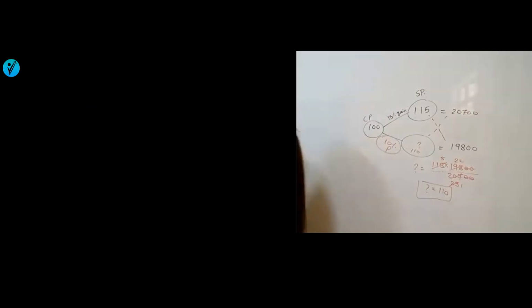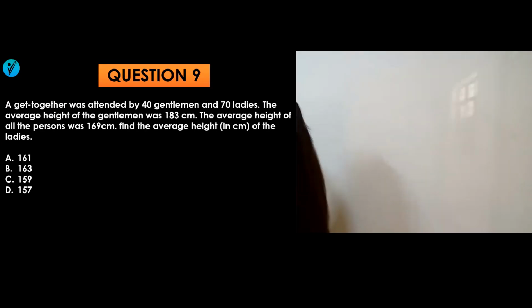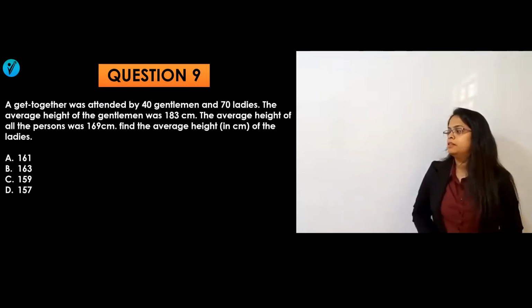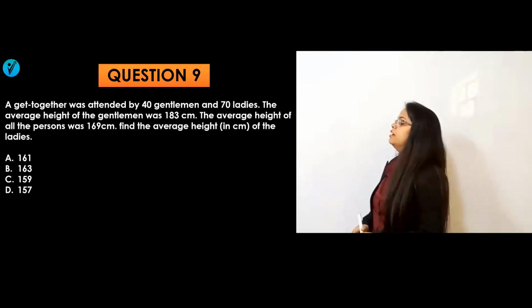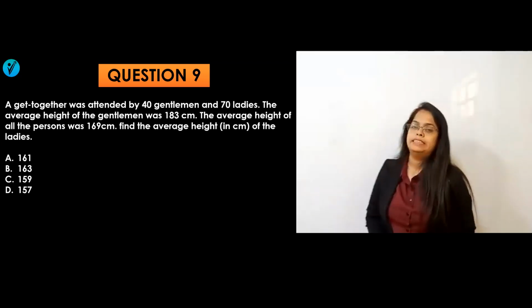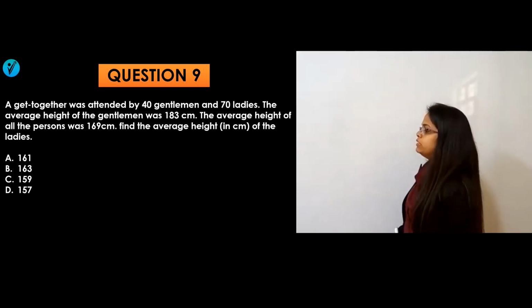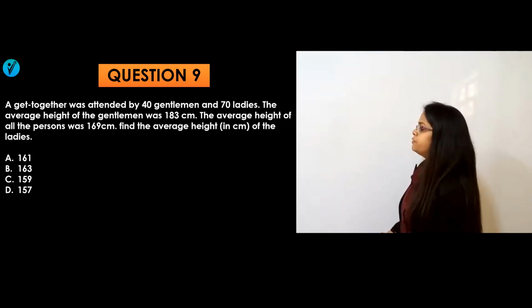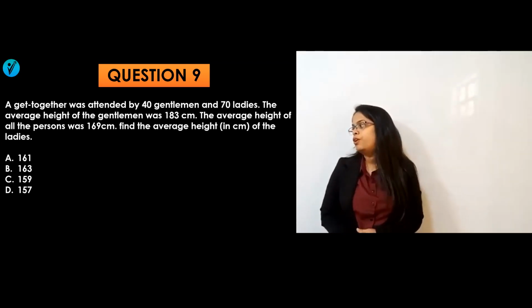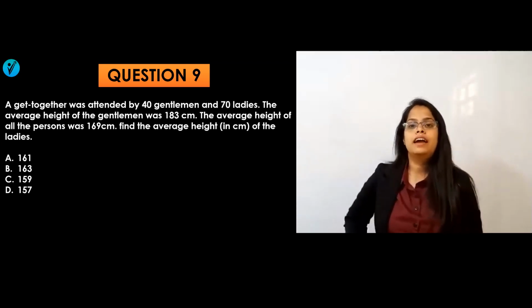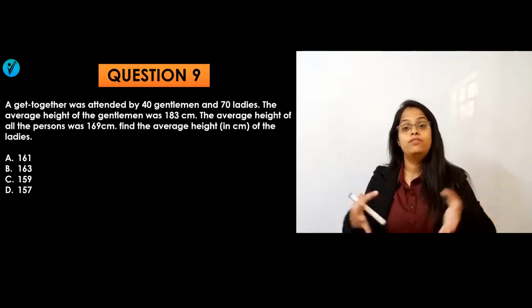Now let's go for the next question. A get together was attended by 40 gentlemen and 70 ladies. The average height of the gentlemen was 183, and the average height of all the persons was 169. Then find the average height in centimeters of the ladies. So gentlemen are there, ladies are there, and I have to find out the average. I know the average of all.